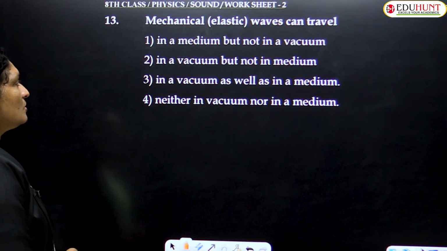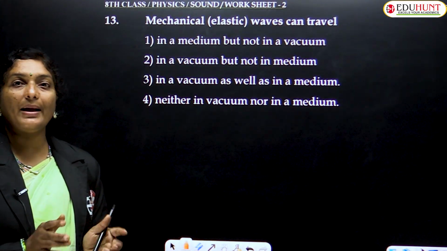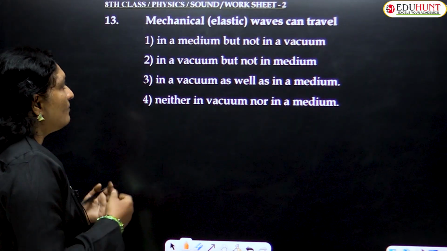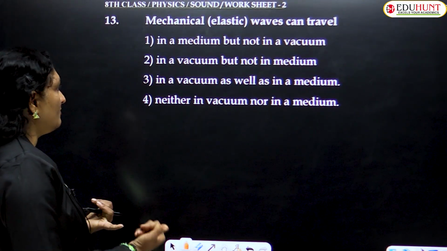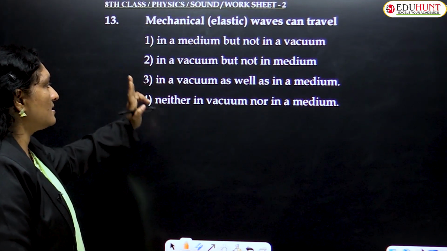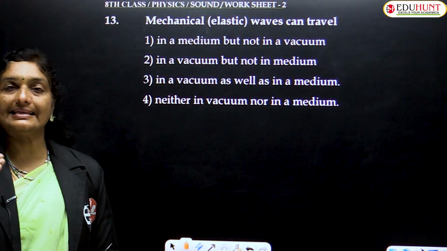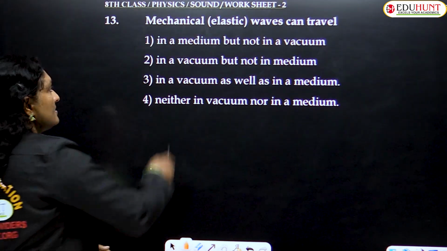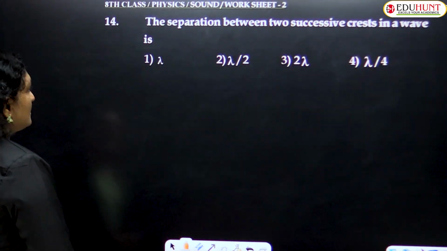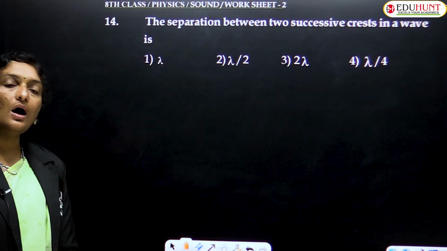Well, moving to the 13th question, mechanical waves can travel through. Definitely for a mechanical wave to pass through we require a material medium. So mechanical waves can travel in a medium but not in a vacuum. Of course, that is the right answer. They cannot travel through vacuum is the wrong answer. Third is the wrong answer. Neither in vacuum nor in medium. Of course, mechanical waves travel through solids, liquids and gases but not in vacuum. Hence, they can travel through a medium but not in vacuum. The first option is true.